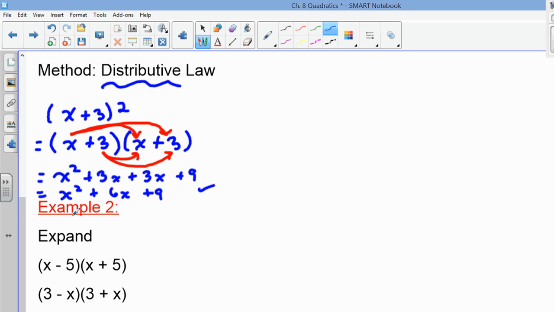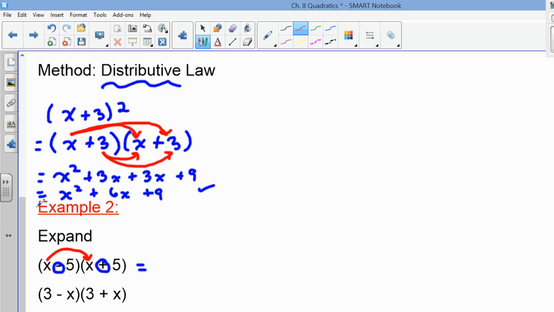In our second set of examples, we're going to do the same thing. We're still going to use this distribution method. However, notice we've got a slight difference. They look like they're the same binomial, but one has a minus and one has a plus. So let's see what happens when we actually expand these.